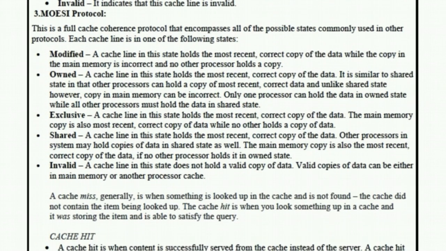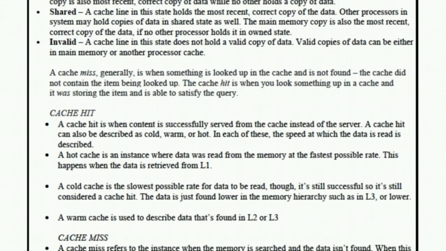Now let us discuss what a cache hit and what a cache miss is in regards to this microcontroller. A cache hit occurs when the content is successfully served from the cache instead of the server. This is the fastest way that we can retrieve data for the microcontroller. And a cache miss refers to an instance when the memory is searched but the data is not found. When this happens, it has to go to the main memory and get the data. Now I will be explaining how I created the diagram using draw.io.